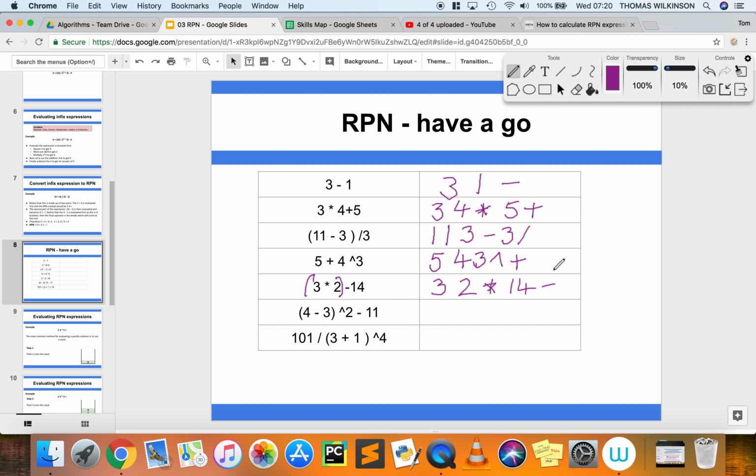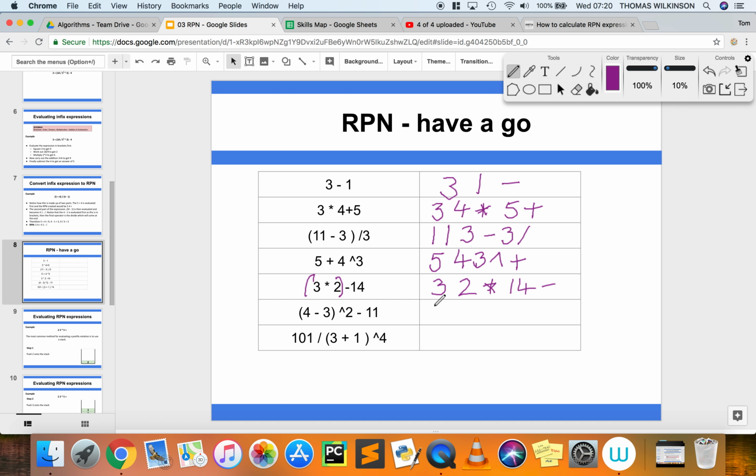Okay, moving on to number 6. Number 6 is an interesting one in the sense that we've got brackets and we've got raised powers as well. What we're going to do here is deal with the brackets first of all. So we're going to go 4 minus 3, and then we're going to square it, which is really sort of useless, but we're going to do it anyway. And then we're going to subtract 11 from it.